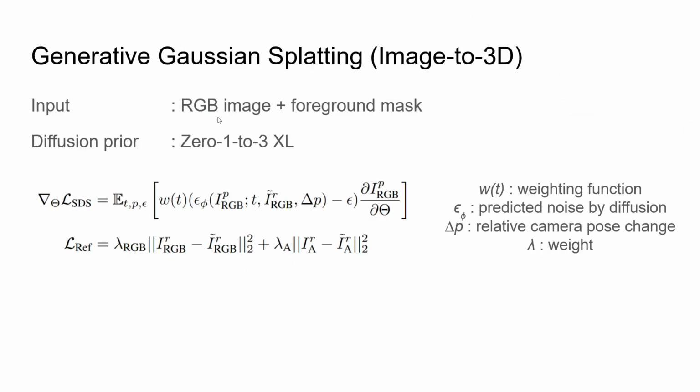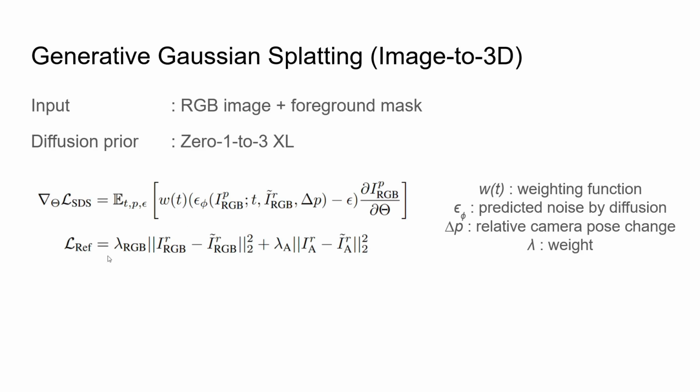For the image to 3D task, the input will be an RGB image and the foreground mask. Zero123 XL will be the diffusion prior, and the SDS loss is similar to DreamGaussian, just with different variables. It basically compares the rendered image from the 3D Gaussians with the original input image, and the goal is to minimize the difference between them, measured using the noise predicted by the diffusion model. This loss also takes the camera pose changes into account to ensure consistency across different viewpoints.